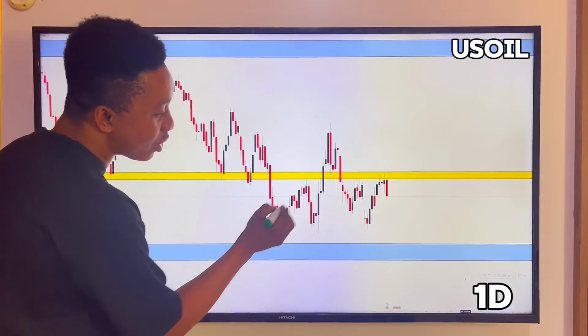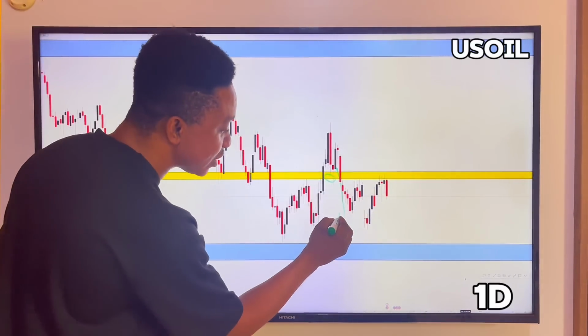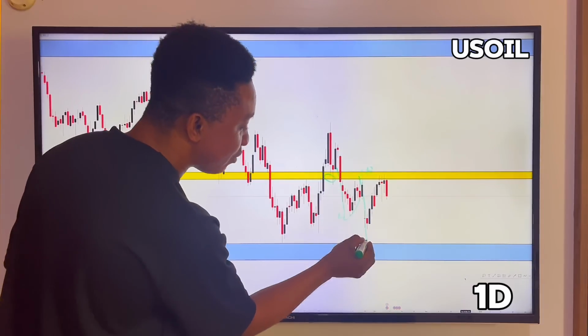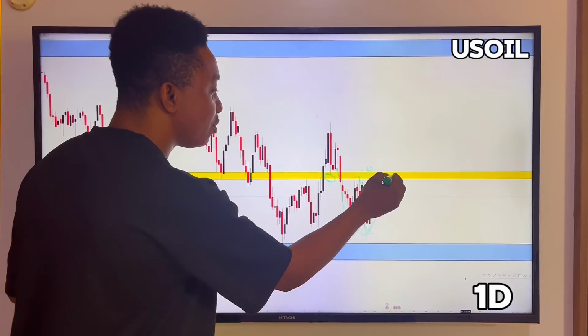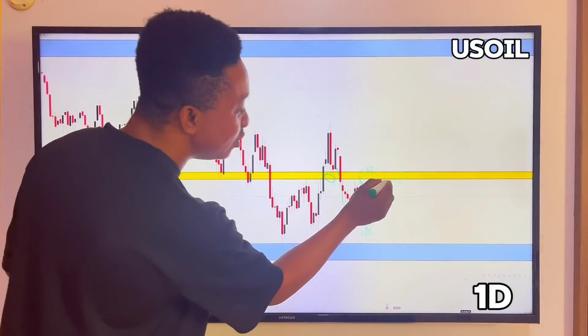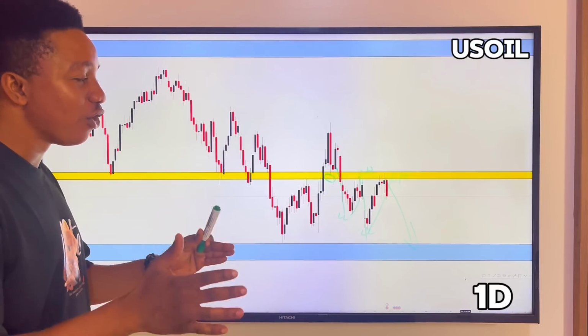You can clearly see that price broke below this higher low on the daily to the downside, giving us a lower low. It went up for a lower high, dropped down for another lower low, and has gone back for another lower high. So on the daily, where are we going? We are also heading to the downside because we can clearly see a downtrend here on the daily.